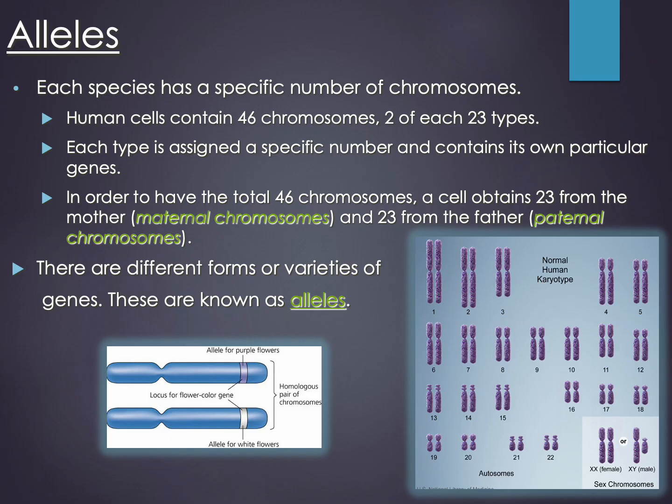There are different forms or varieties of genes, and these are known as the alleles. Again, looking at your diagram, you can have the same gene and the same locus, but it could be a different allele. So this gene is representing the color of the flower, but purple, and this gene is still representing the color of the flower, but it's white. So both the genes are for the color, but the allele, the specific color, is different.